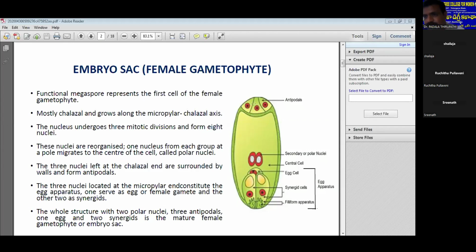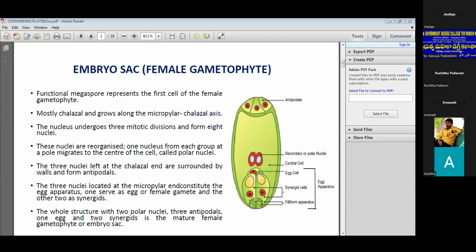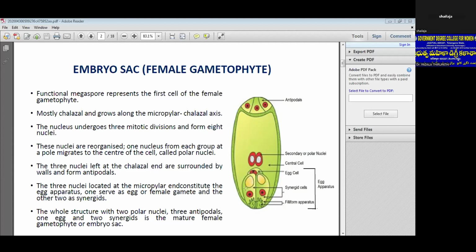See here, these are the 3 antipodals, and the 3 nuclei located at the micropylar end constitute the egg apparatus. One serves as the egg or female gamete, and the other two as synergids. See here, one is the egg cell, and the remaining two are synergid cells. So this is the embryo sac structure. The whole structure with 2 polar nuclei, 3 antipodals, 1 egg cell, and 2 synergids is the mature female gametophyte or embryo sac. Okay, it is a female gametophyte.